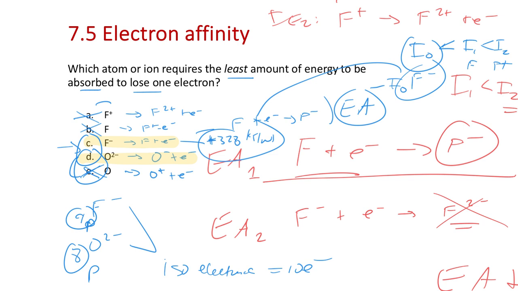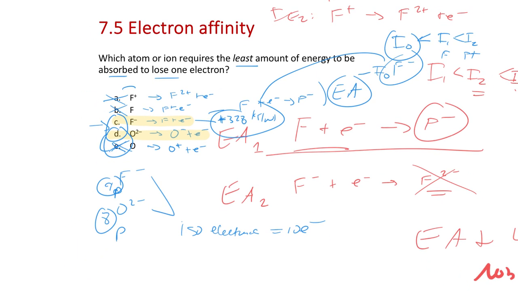O2 minus only has 8 protons, so we know O2 minus in terms of size. Let me go back to size real quick. You remember how O2 minus is bigger than F minus in terms of size? That puts that electron further away from its nucleus, and it's more weakly held onto because the nuclear charge is lower. It's going to be a lot easier to lose that electron off of O2 minus.